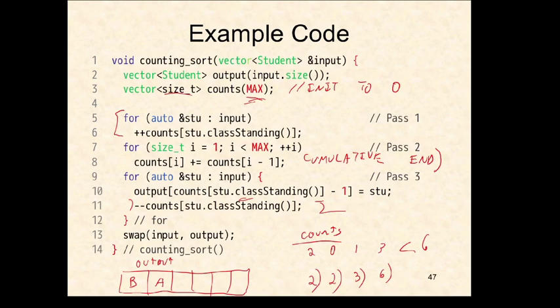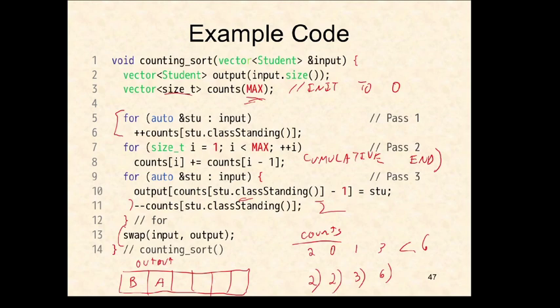Yes, it disregards all the other possibilities of the students. It ignores everything but their class standing, but it copies the whole student object. Because we're looping over the input, remember, we copy from the input to the output. We loop through every student in the input once in step 1, we loop through every student in step 2, and we copy them to the output. Then after step 3 is done and we've copied everyone to the output, we just do a swap. Swap my input vector with my output vector, and I'm done.